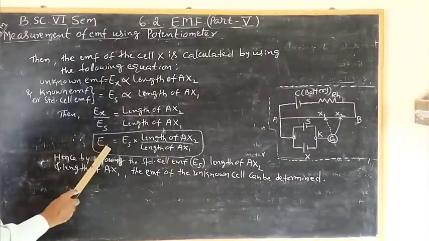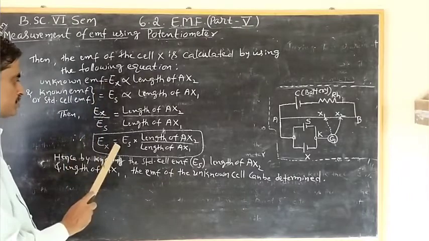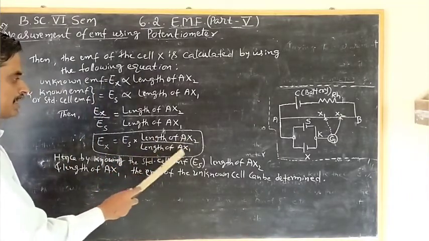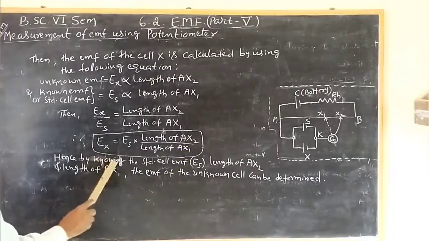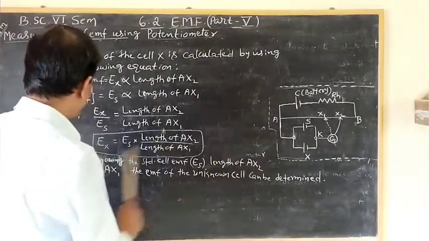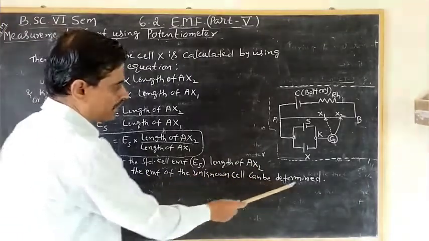Therefore Ex, that means the unknown EMF, is equal to the known EMF into length of AX2 divided by length of AX1. Hence, by knowing the standard cell EMF Es, length of AX2 and length of AX1, the EMF of the unknown cell can be determined.